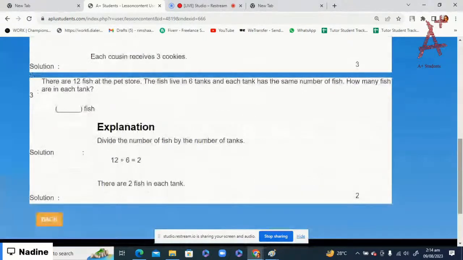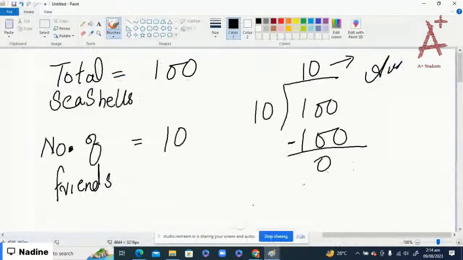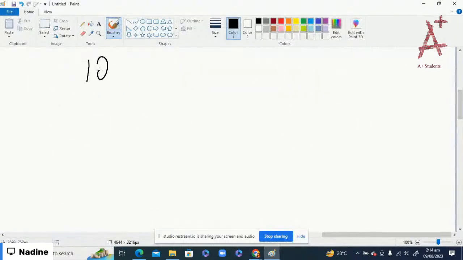Okay, let's do that one. There are 12 fish at the pet store. How many total fish? That is 12. The fish live in 6 tanks and each tank has the same number of fish. How many fish are in each tank? So we just need to find out how many fish are in each tank. Total fish are 12, and how many total tanks? That is 6. So you just need to divide 12 over 6.